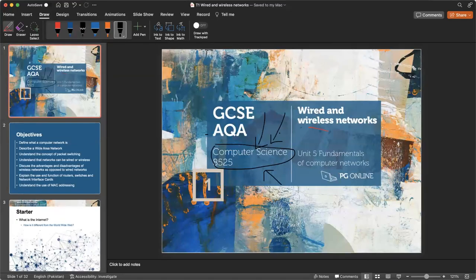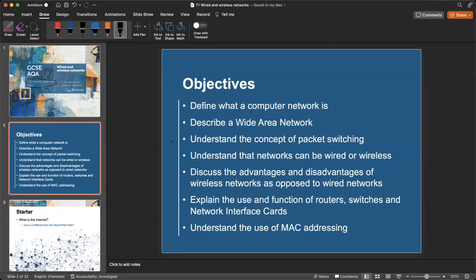So we are going to start wired and wireless GCSE computer science, right? And we are going to start with the objective first. First thing is, what is a network? Yes, I think you know. What is a network? Tell me quick.